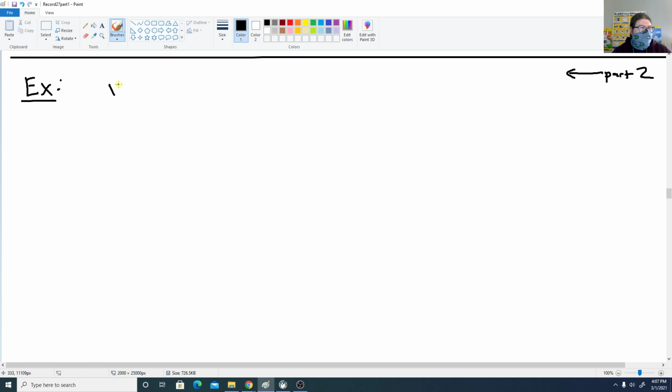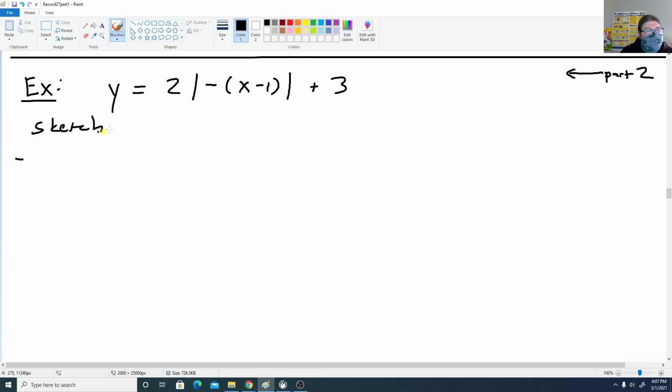So what about if we had y equals 2 times the absolute value of negative x minus 1, plus 3? We want to sketch this. First we have to identify what transformations we have. So we have a vertical stretch by 2.